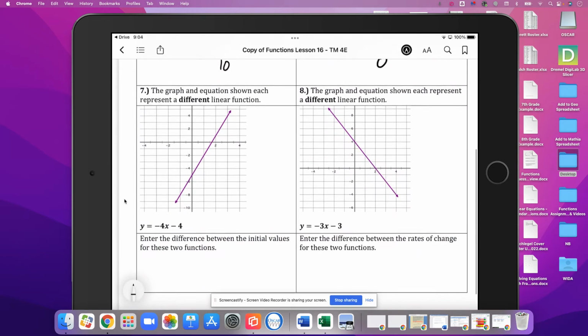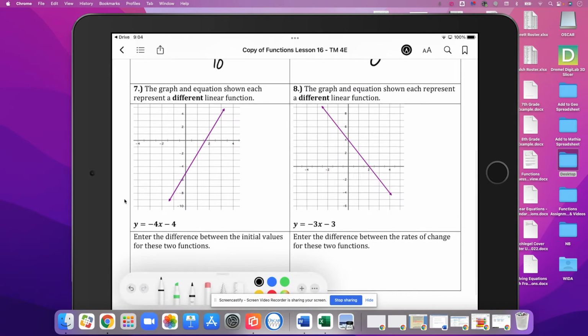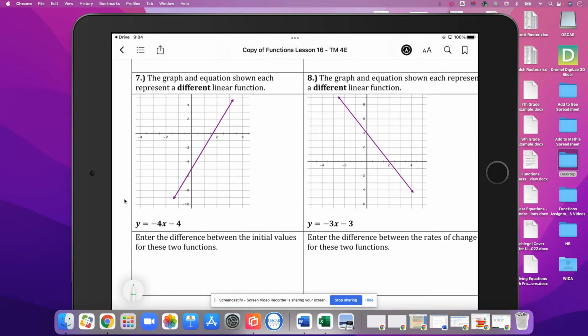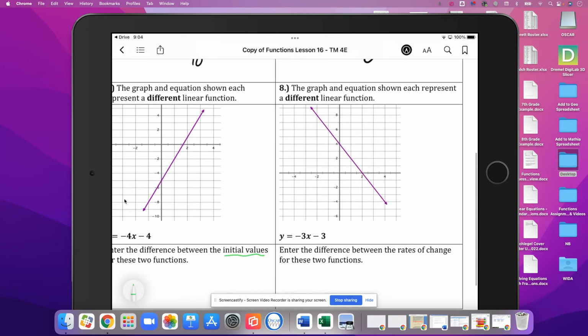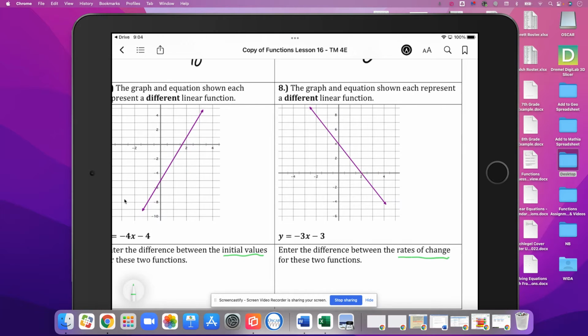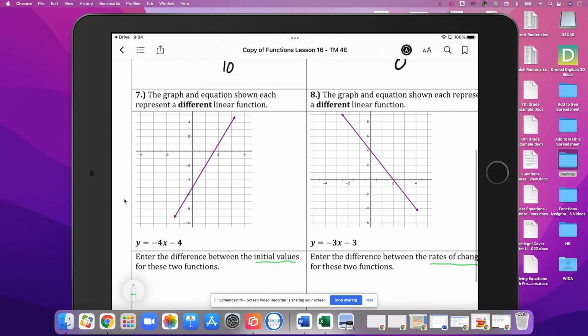Alrighty, number 7. We're looking for the initial value on this one, and number 8, we're looking for the rate of change. So initial values here, for the green one we have -5, and for the blue one we have -4.